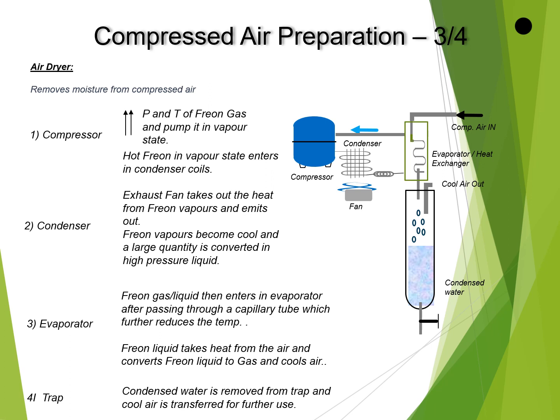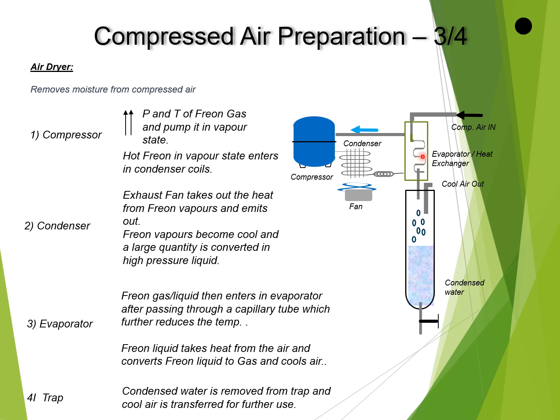The hot freon vapors enter into the compressor. The temperature and the pressure of the freon vapors increase after the compression process. Hot freon vapors then enter into the condenser coils. These are the condenser coils. An exhaust fan takes out the heat from the freon vapors. The freon vapors become cool and a large quantity of freon vapors get converted into high pressure freon liquid, which then enter into the evaporator.